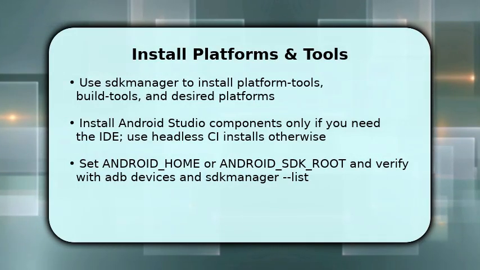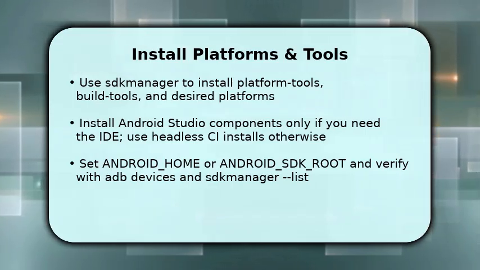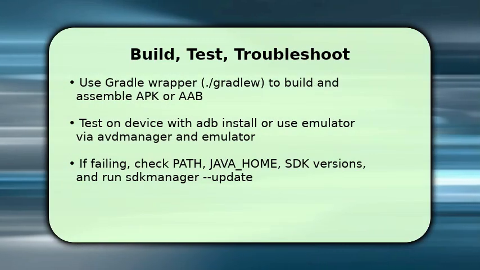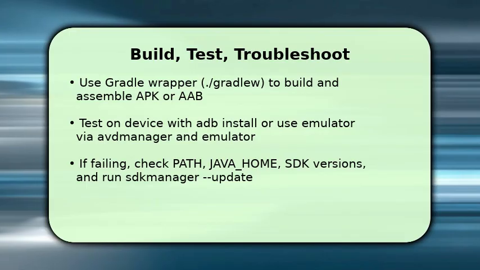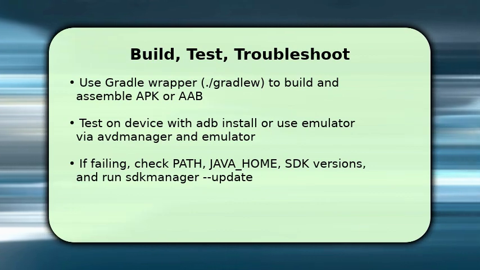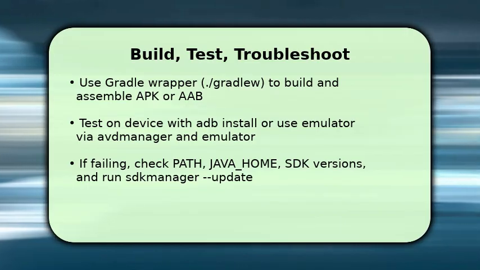You finish by building and testing. Run the project's Gradle wrapper, ./gradlew assembleDebug or assembleRelease, so builds are consistent across machines. Deploy to a device with adb install or create an AVD using AVDManager and run the emulator for quick iteration. If something breaks, make sure path, Java Home, and Android SDK root are correct. Then run SDK Manager update and check build tools and platform versions to match your Gradle config. A single troubleshooting tip: Google Play signing.